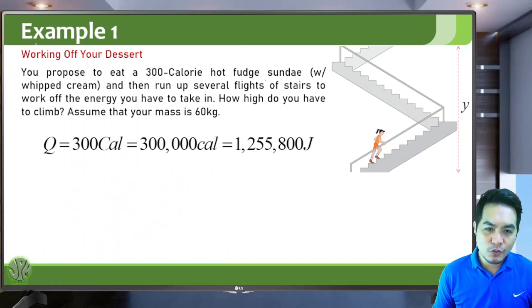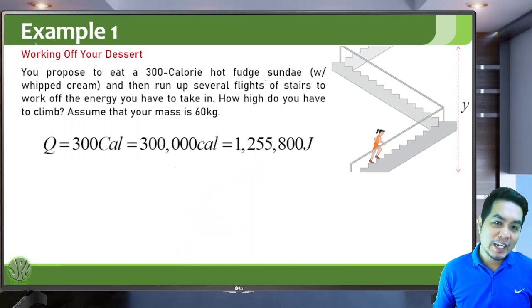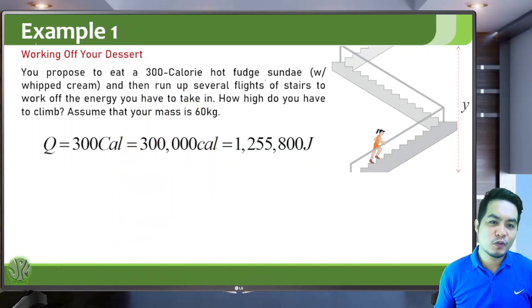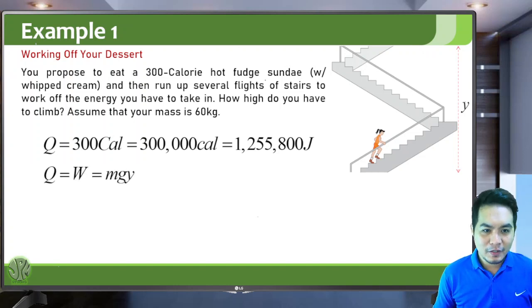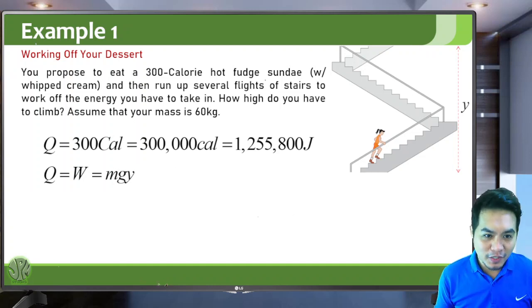So you convert that into joules. One calorie is 4.186 joules, and you will get 1,255,800 joules. So that's the amount of heat that your body absorbs when you eat a 300 calorie hot fudge sundae. Okay, so in this case, we will assume that you will undergo a cyclic process, meaning all of the heat that you absorb will be converted into work.